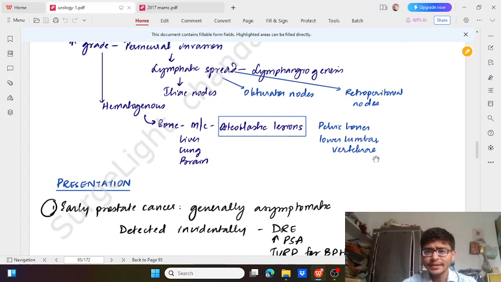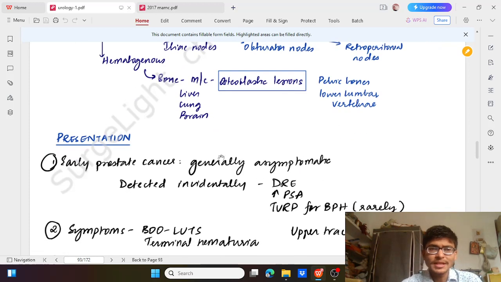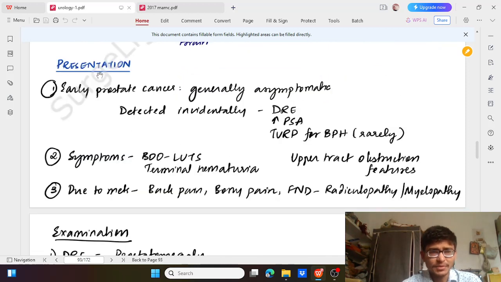And the prostate is connected by the vertebral plexus, Batson's vertebral plexus, which is valveless. So most commonly it involves the vertebrae, lumbar vertebrae. So how is the presentation?